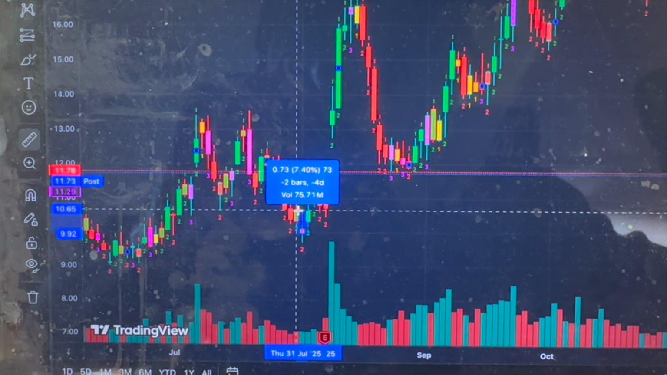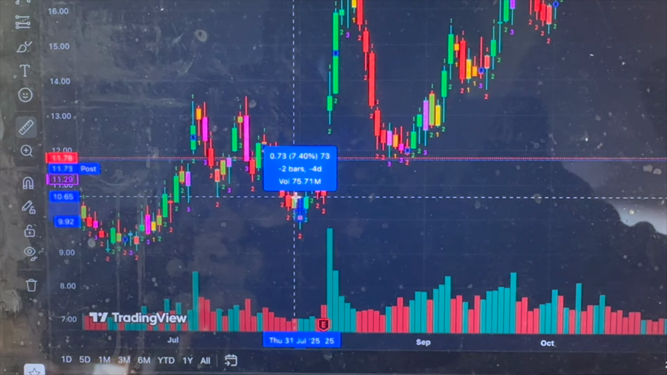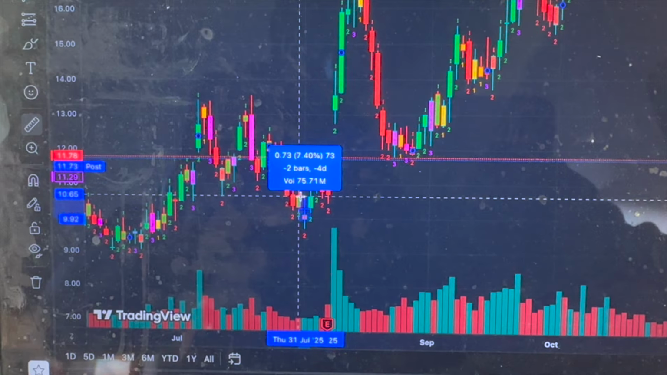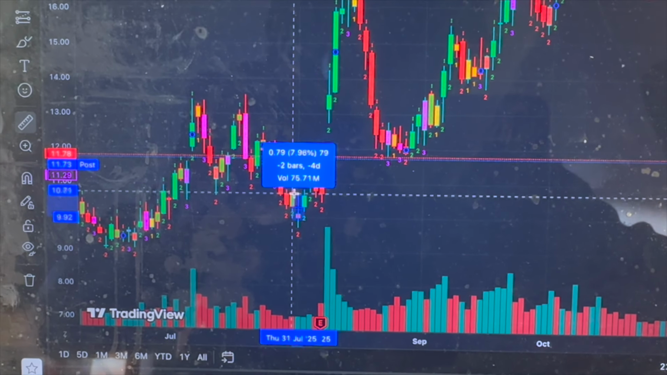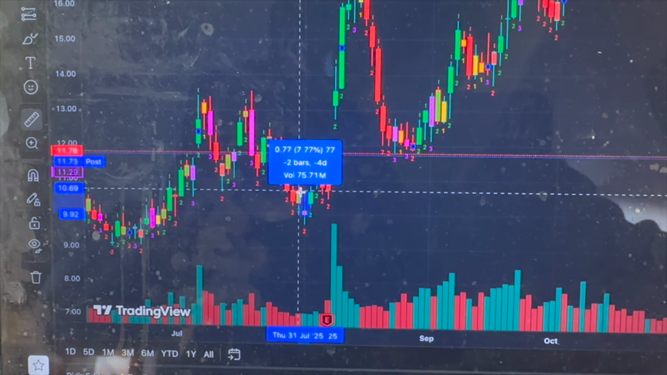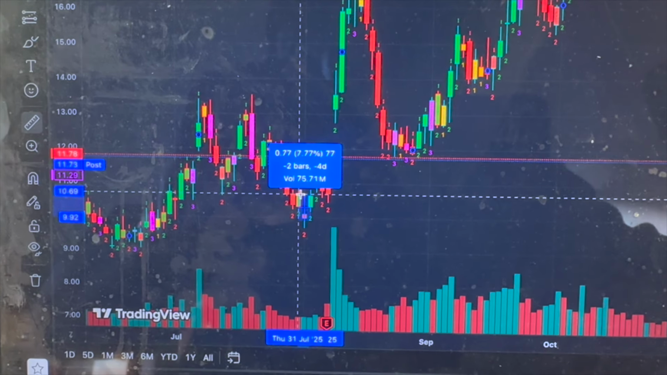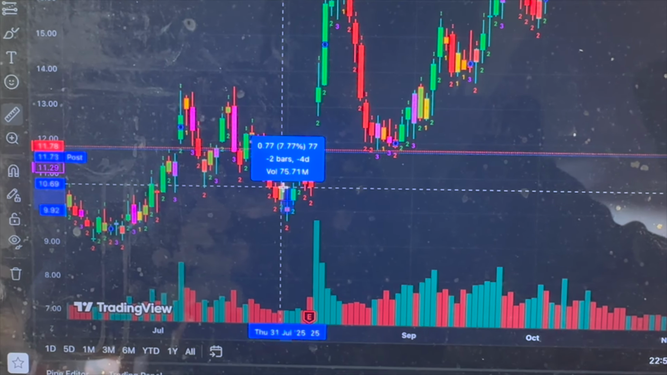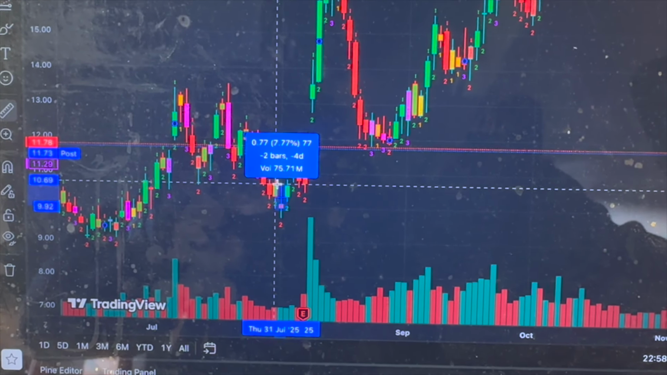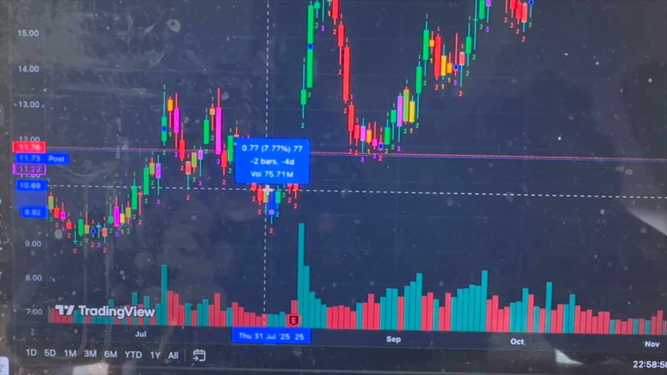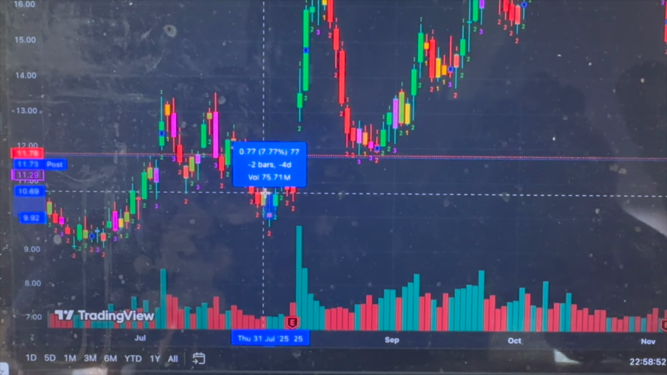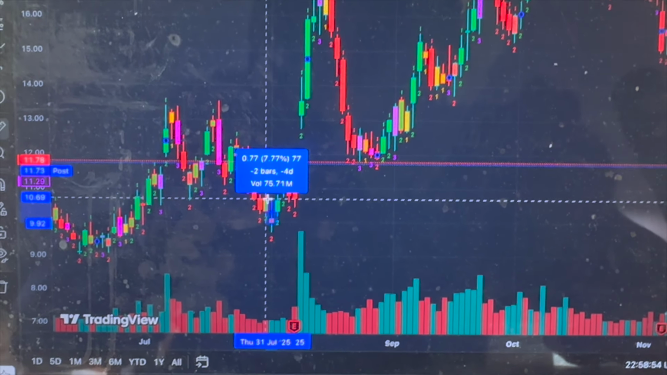So that's about 7.4%, give or take, right? I could be a little off just based on the speed of the mouse, but that's how you're going to do it. You're going to take the measuring tool, and then you're going to start from the close and then go up to the next close, and that's going to give you the percentage gain from the fail 2D to the next day. You do the same thing for the week.